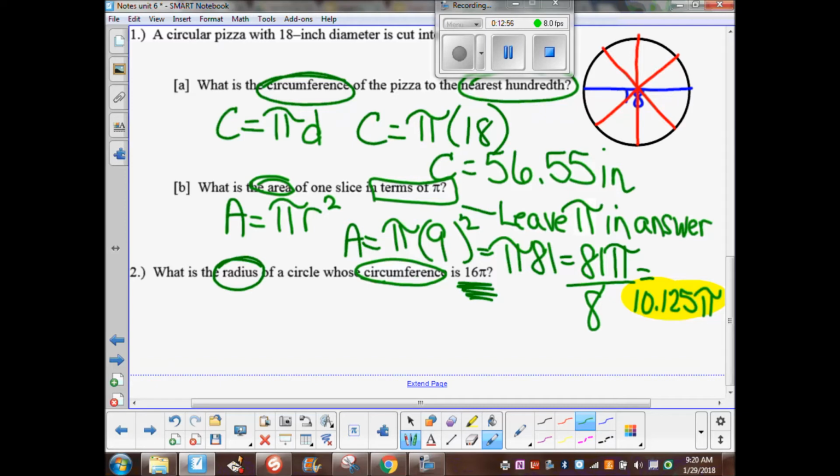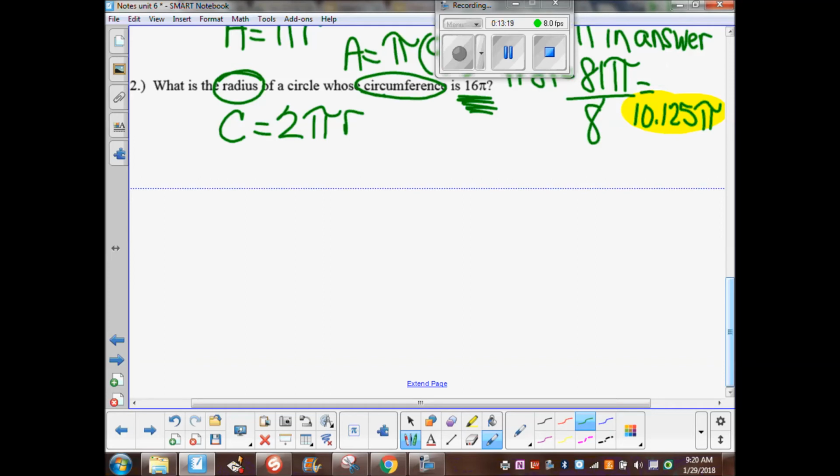Circumference. We have two formulas for circumference, but what did they mention in the problem that I circled? Caitlin? Radius. So that means I'm going to bring in that one. Circumference equals 2 pi r. But they're asking us to find the radius. So if the circumference is 16 pi, so C equals 16 pi, so 16 is like the diameter, right? So what would the radius be, half of that? So radius is 8.